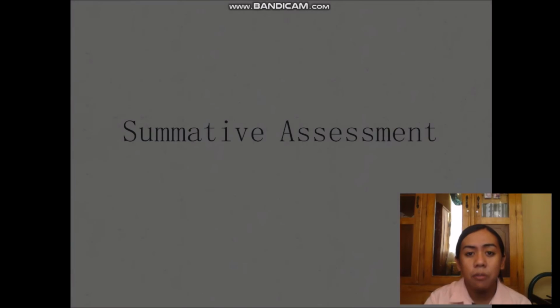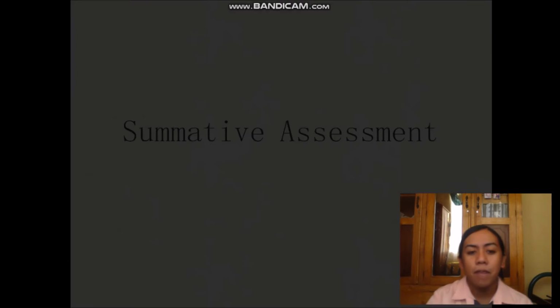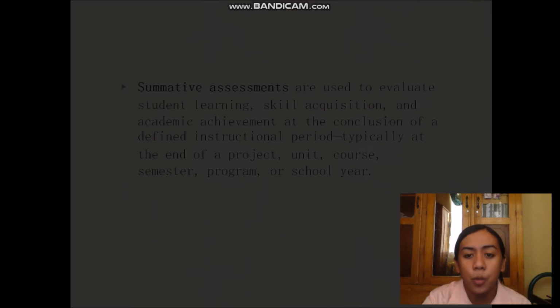So let's now proceed to the last type of assessment, which is the summative assessment. The goal of the summative assessment is to evaluate students' learning at the end of an instructional unit by comparing it against some standard or benchmark. Summative assessments are often high stakes, which means that they have a high point value.